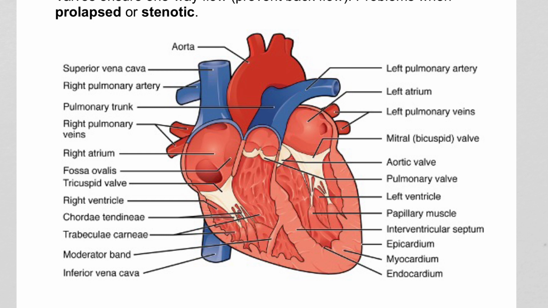And so if we just arbitrarily start in the right atrium, the right atrium is getting its blood from the superior vena cava that drains blood from everything above the heart in the systemic circuit, and the inferior vena cava that drains blood from everything below the heart in the systemic circuit. So all of that venous blood drains back to the right atrium, which then flows into the right ventricle.